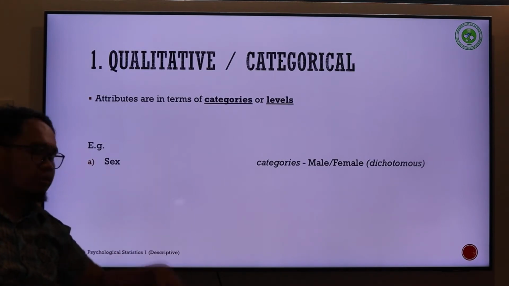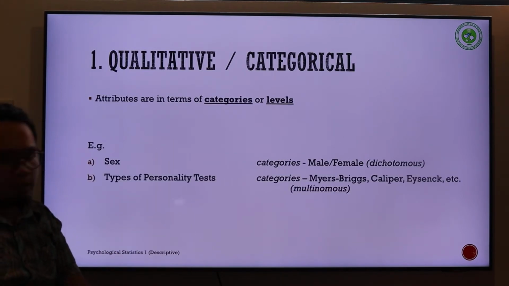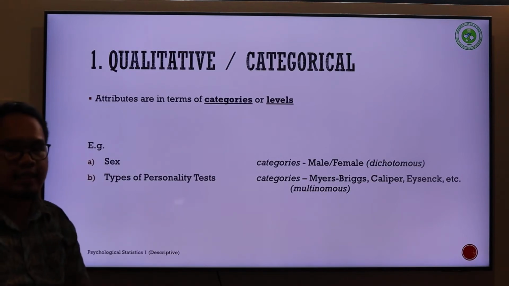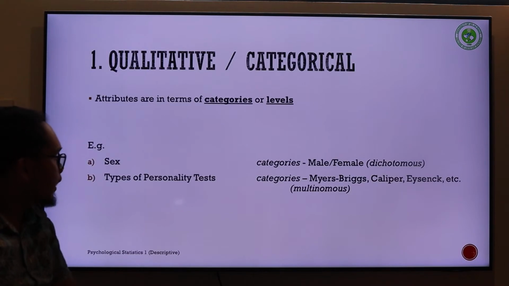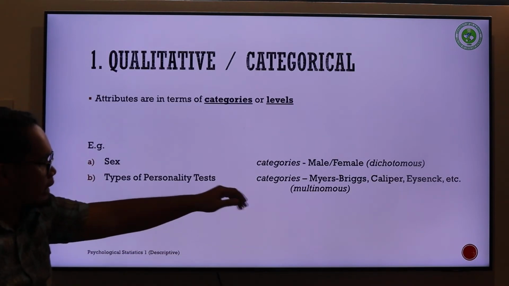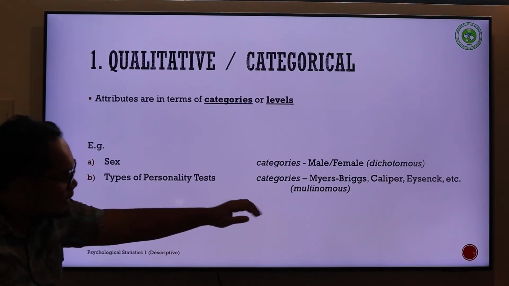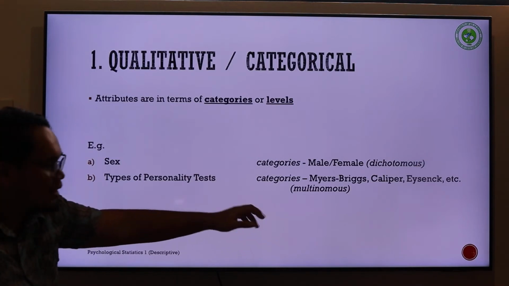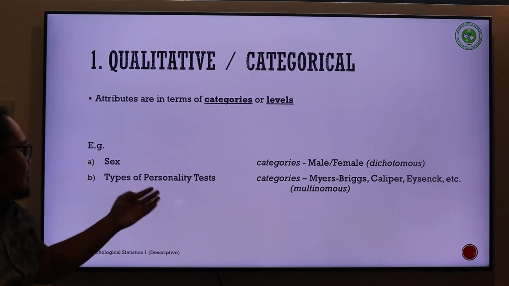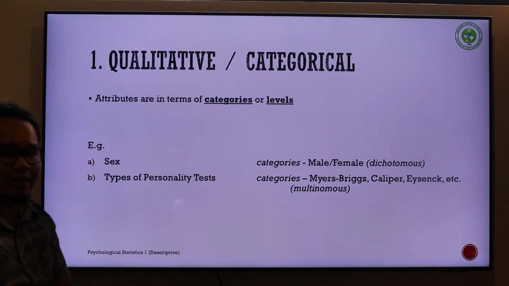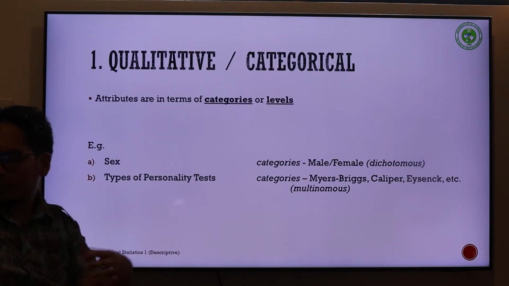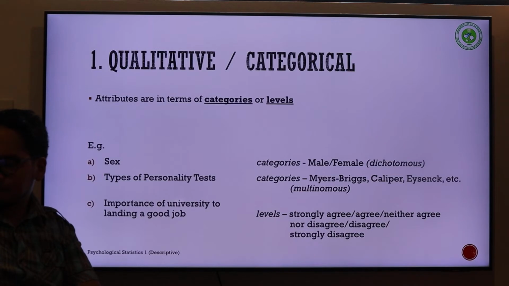What else? Examples of qualitative variables. We can put into consideration types of personality tests. So this is also in terms of categories. You may choose the Myers-Briggs, the Caliper, or others. But these are the types of personality tests. It's multinomous because it has a lot of options. Of course, if it's dichotomous, you have two options, trichotomous, three, multinomous if there's a lot.